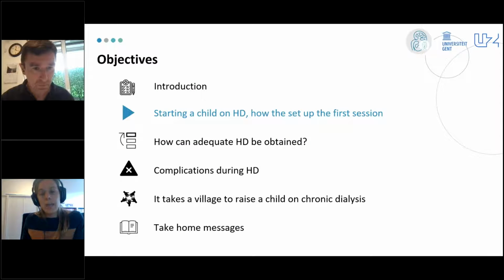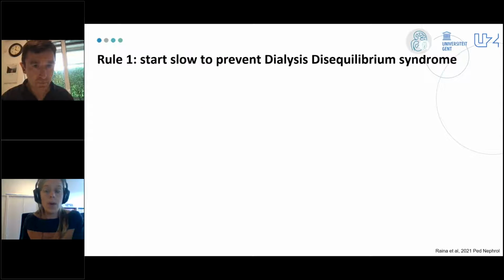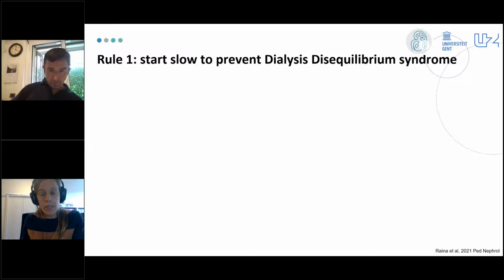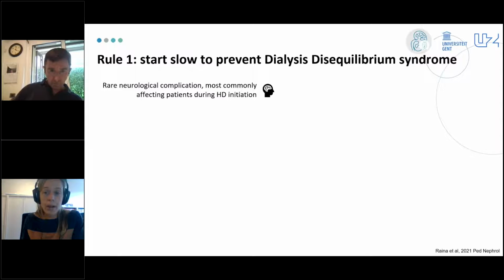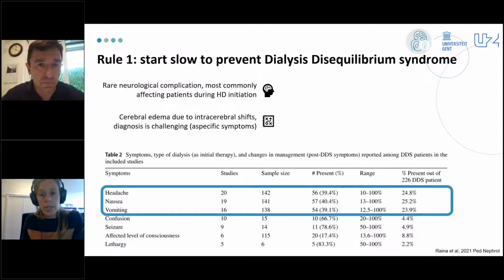When you start a child on hemodialysis, I would say there are two golden rules. The first rule is start slow, and especially start slow to prevent dialysis disequilibrium syndrome, or DDS. DDS is a very rare neurological complication that is most commonly affecting patients during that first hemodialysis session. Studies have shown that cerebral edema develops due to intracerebral fluid shifts driven by changes in intravascular solute concentrations during HD. Patients at risk are those children with pre-existing neurological conditions, high urea levels, hypernatremia, hyperglycemia, and metabolic acidosis.